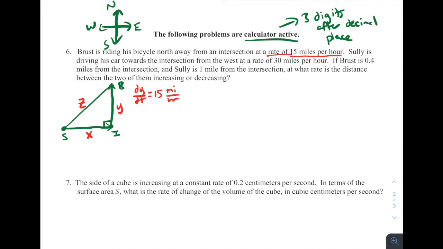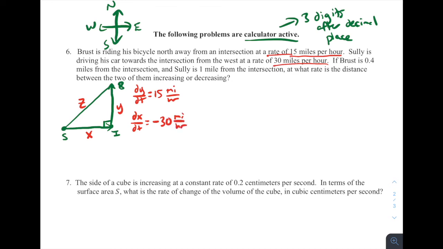Nice. We've got that. Sully's driving his car towards the intersection from the west at a rate of 30 miles per hour. So here, as Sully gets closer to the intersection, notice that that x value is going to get smaller. dx/dt should be negative because this distance is getting smaller as Sully drives towards that intersection. So the change in x with respect to time is going to equal negative 30 miles per hour.